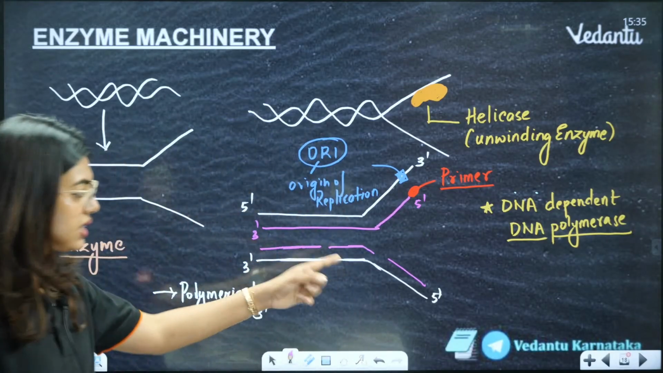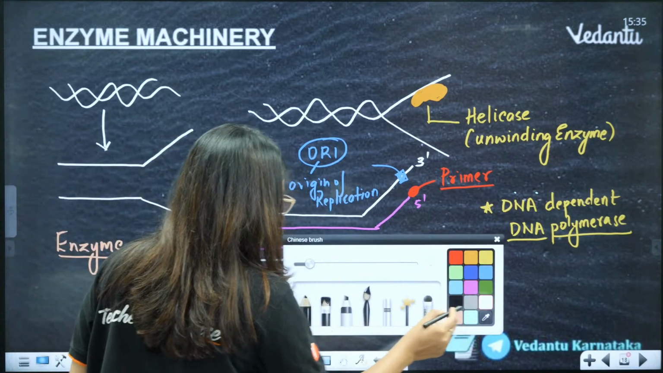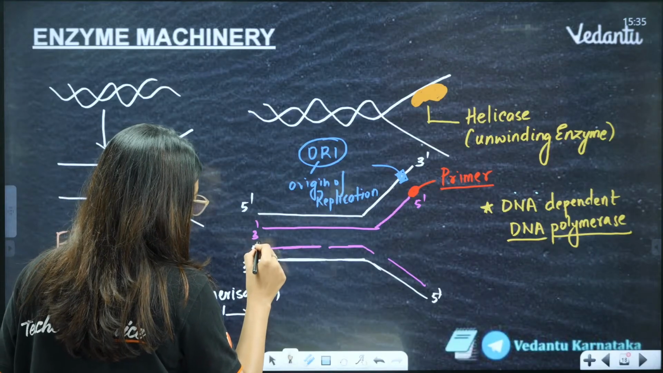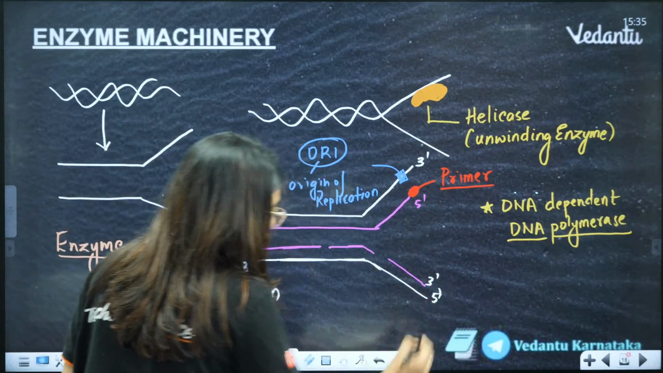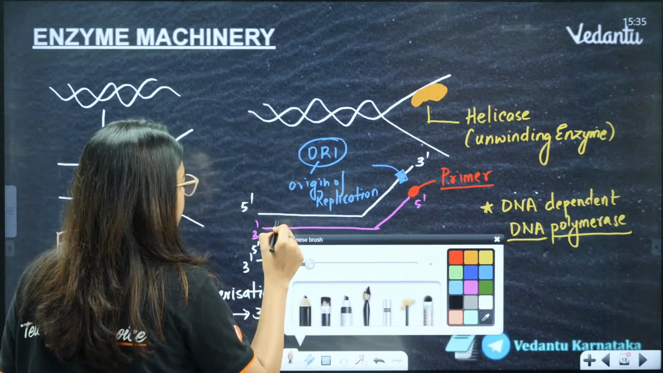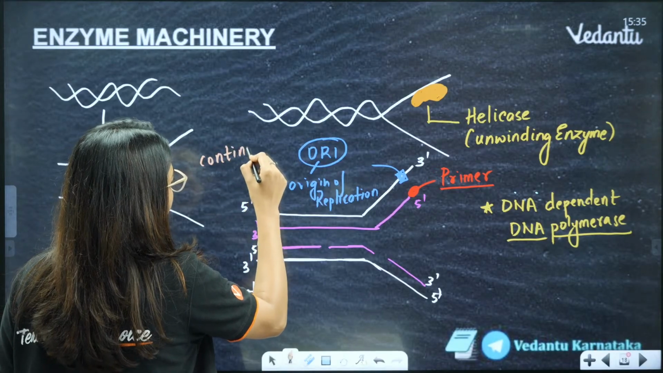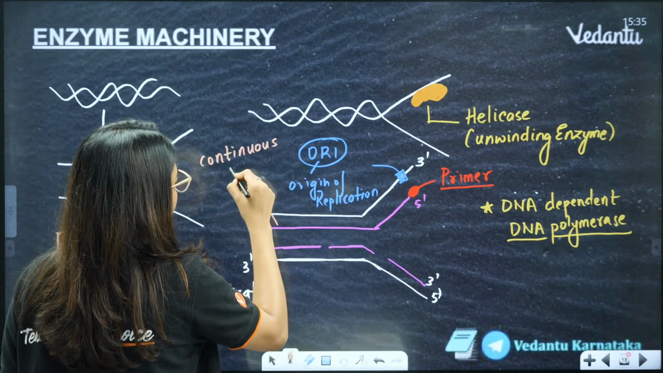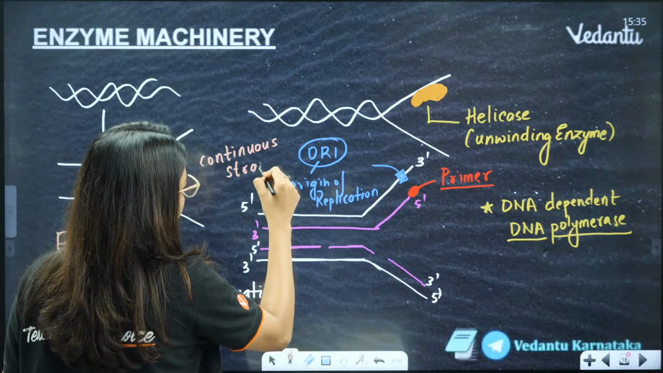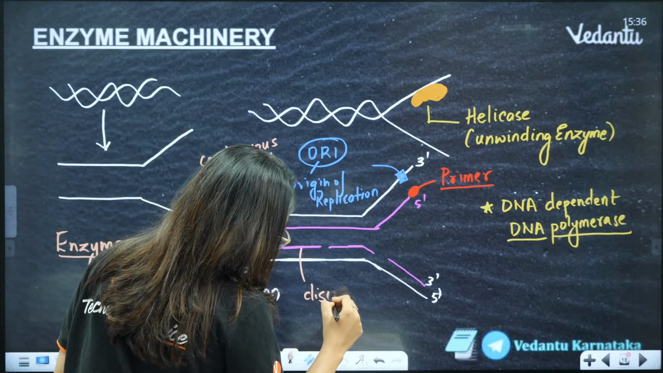Okay, like this, they are discontinuous strands. So here what will be the number of the strand? Here it is going to be 3' means this will be 5', here it will be 3'. This became a discontinuous strand. So here you label this continuous strand, and this as discontinuous strand.